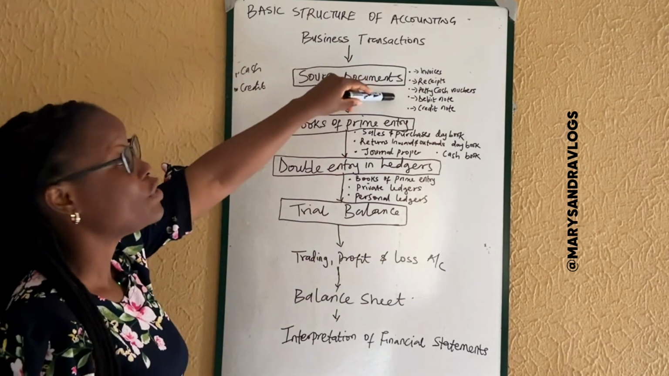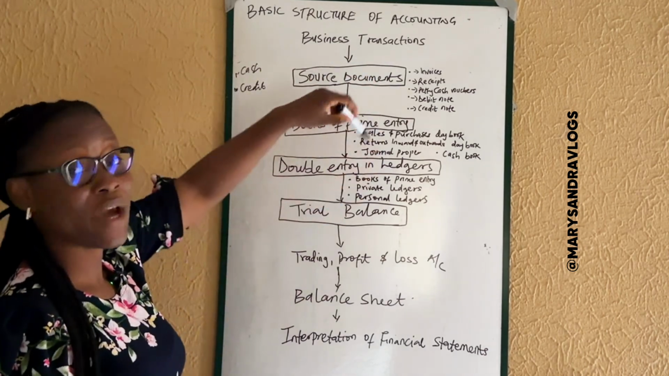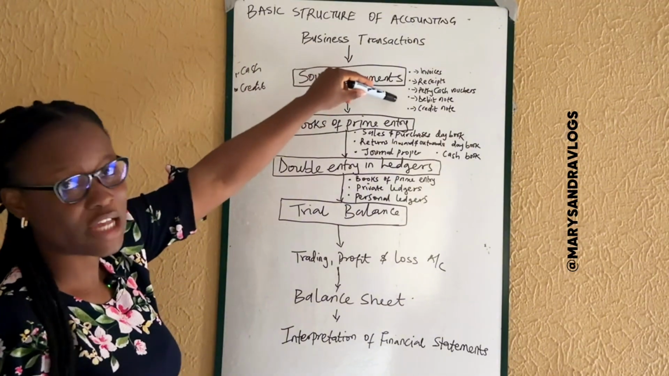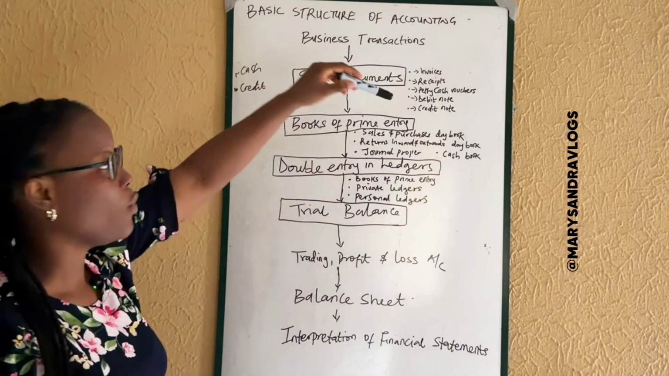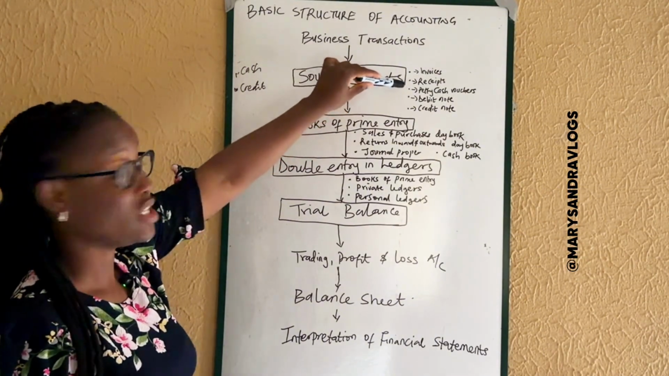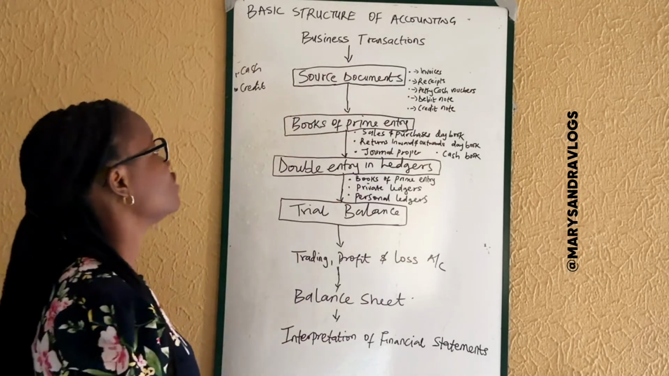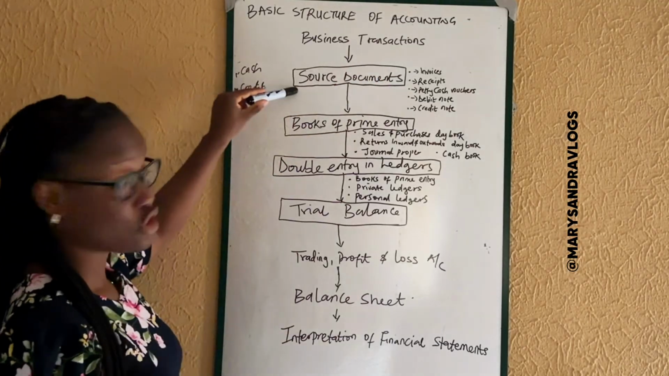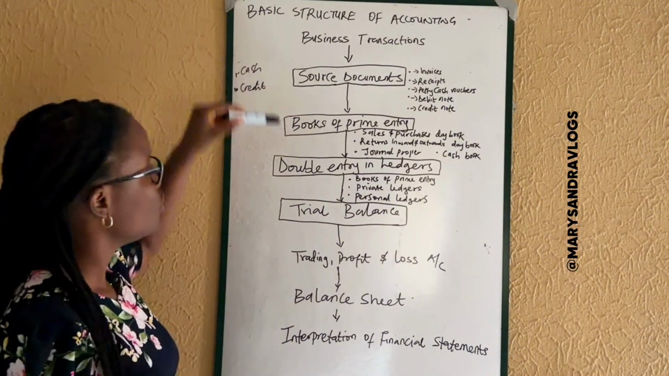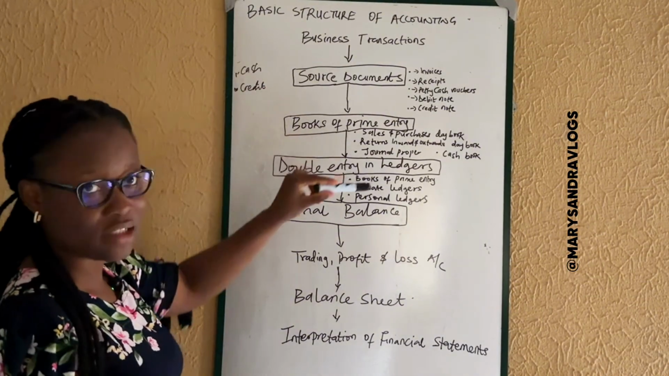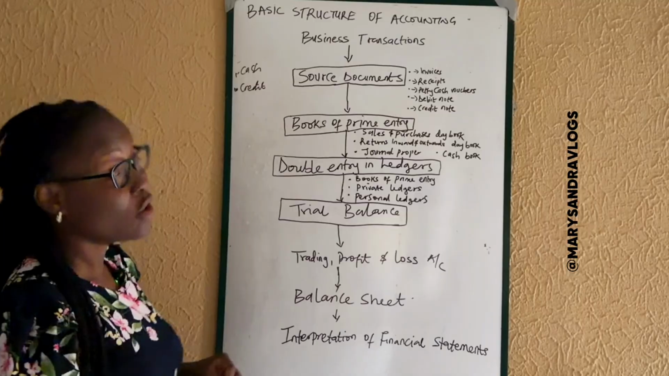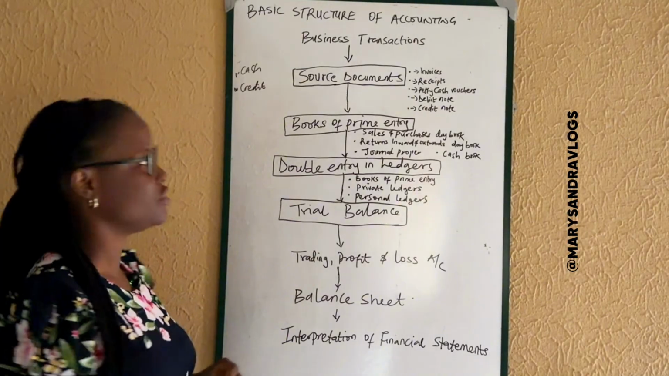We have debit notes, a note sent by the seller to the buyer when the buyer has been undercharged. Then the opposite, a credit note, when the buyer has been overcharged. Now, these are source documents. From source documents, we move to books of prime entry, also known as books of original entry.